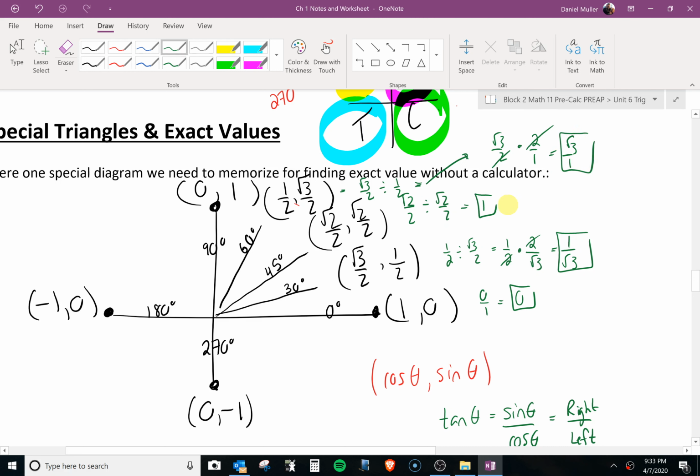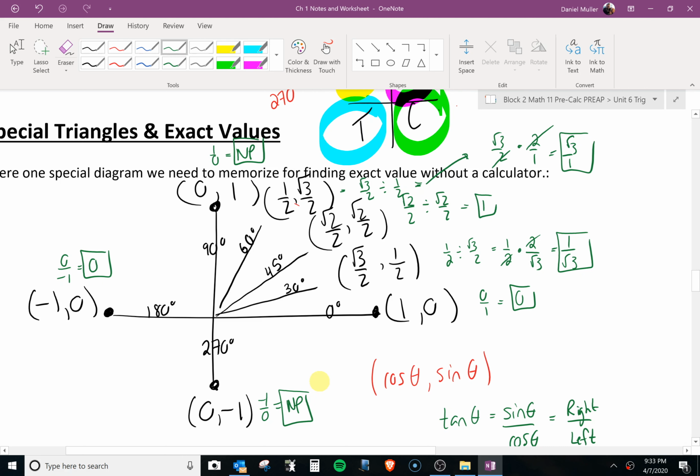So see, I'm doing all of these tangents. This one is the right over the left, so it's 1 over 0. You can't divide by 0, so it's not possible. Here, it's the right over the left, so 0 over -1. 0 over anything is 0. And lastly, this one is the right over the left, so -1 divided by 0. You can't divide by 0, it's not possible.